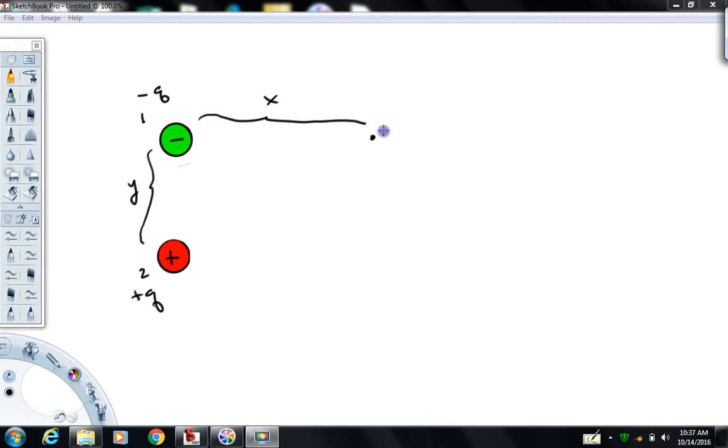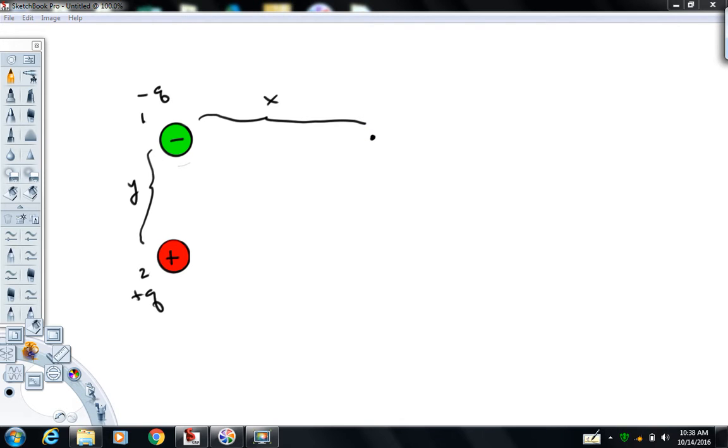Now, there's nothing special about that point. Again, I could pick any point on this page or even in 3 dimensions to find an electric field vector. This is just a nice point. It'll be a nice point with some symmetry, and it'll make it a relatively easy calculation.